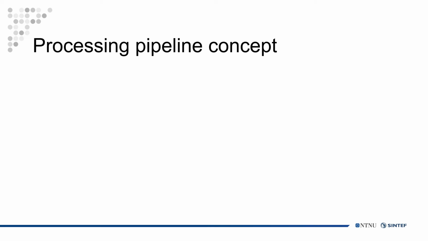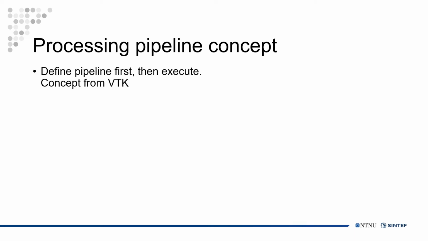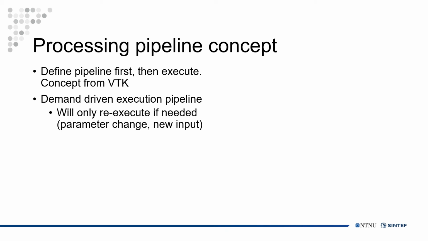FAST uses a processing pipeline concept, meaning that we first define a pipeline and then we execute it. This is a concept which we have adapted from the Visualization Toolkit. We use a demand-driven execution pipeline, which means that we will only re-execute when needed. For instance, if a parameter of an algorithm changes or if an algorithm receives new input.